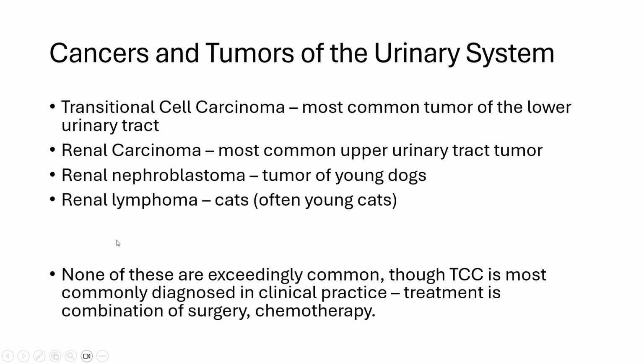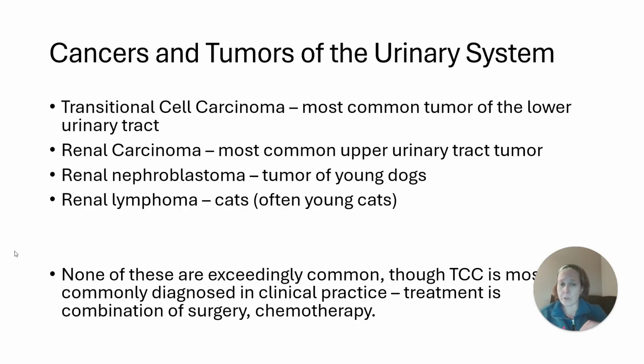All right, cancers and tumors of the urinary system. A small handful of cancers and tumors of the urinary system. By far and away, the most common tumor of the bladder and the urethra is called a transitional cell carcinoma. So that is the most common tumor of the lower urinary tract.